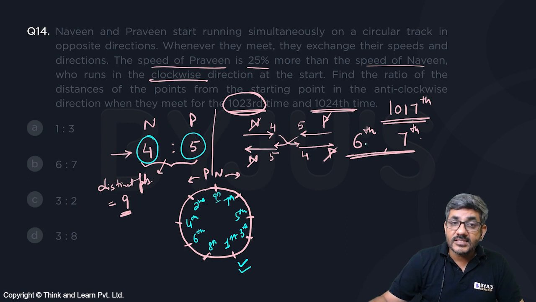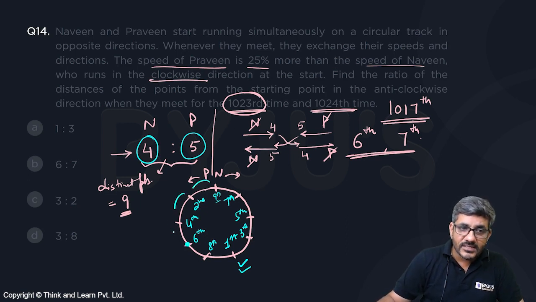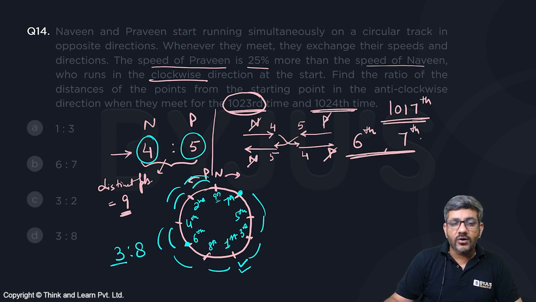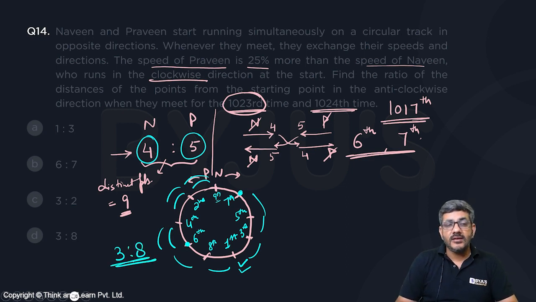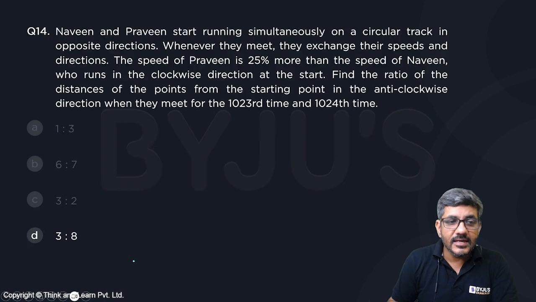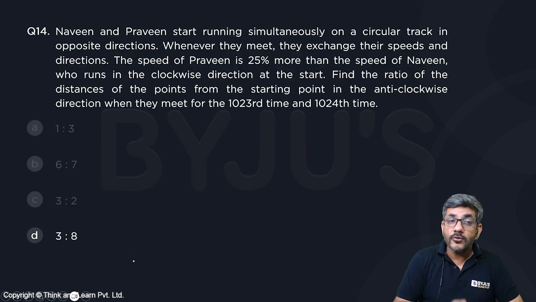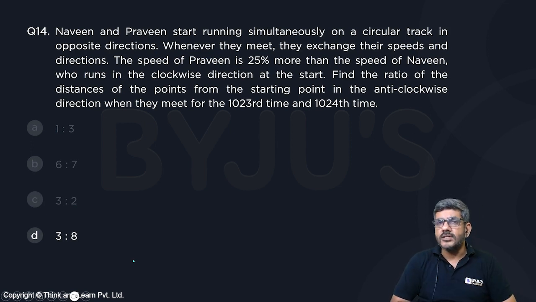So now the sixth point is 1023, that is this point. In anti-clockwise direction, it is 3 units. Whereas the seventh point is here, that is 1024th point. In anti-clockwise direction, it is a total of 8 units away. So ultimately, the ratio of the distances at which they are there, the answer is 3:8. That is option D. This was definitely a difficult question, in my opinion, not doable during the exam time, but I'm sure that you have understood the solution now.